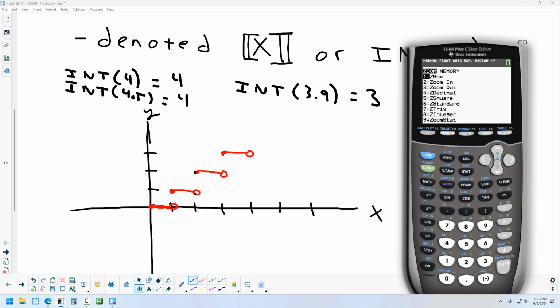And if you do zoom 6, it won't quite do it as nice with the open and closed circle. The calculator doesn't do that. But it does look pretty much like what I had on the board.